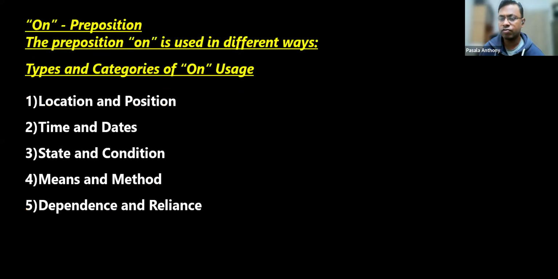So far, from school we know only one thing: on the table, on the bench. From school we have learned only this, and we also remember the same thing. On means on the table. That is the first thing that comes to everyone's mind. So there are other meanings also, and we'll quickly see those.